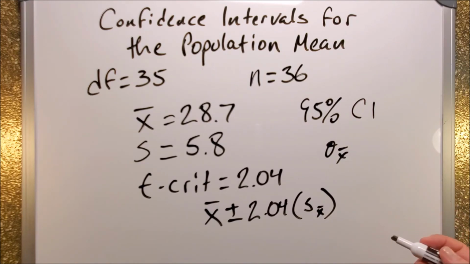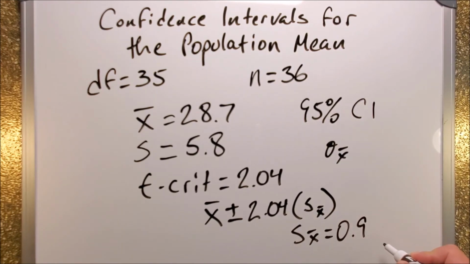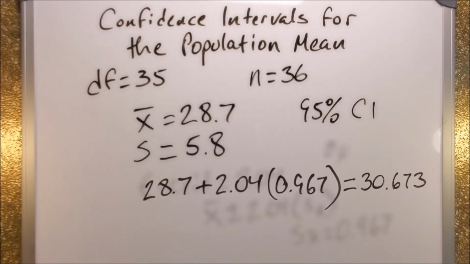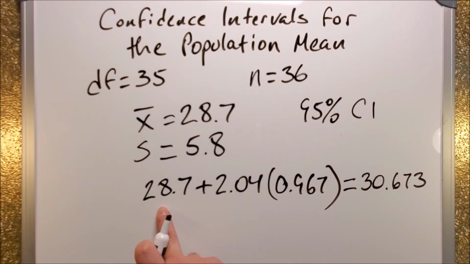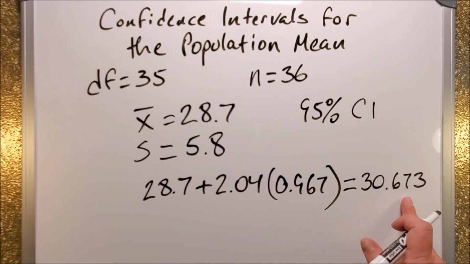In this case, I got the standard error equals 0.96, and then 6 is repeating forever. I'm going to round it to 0.967, and that's what we're going to utilize. Let me go ahead and clear the board, and we're going to calculate what that confidence interval is. For the right-hand side of the interval, I got 28.7 sample mean plus the t-critical value, 2.04 times 0.967. That's my rounded standard error, and that would equal 30.673. That's also rounded.